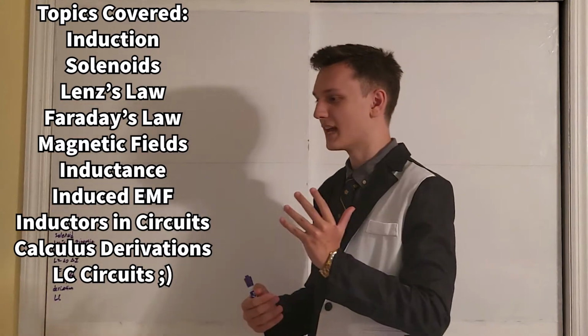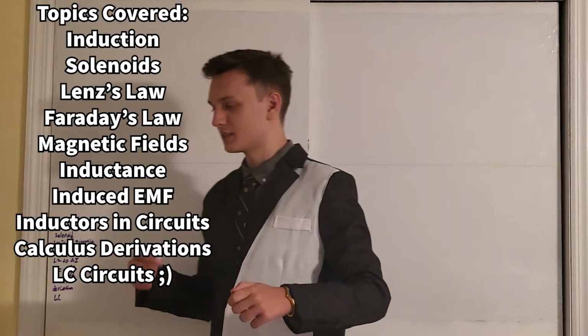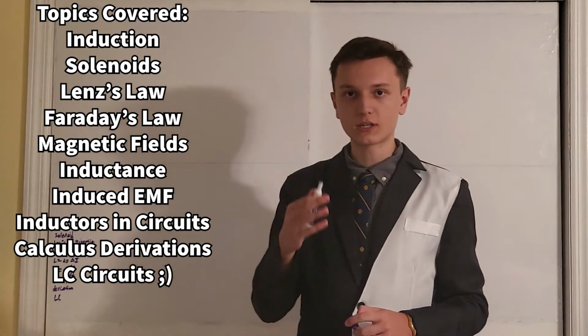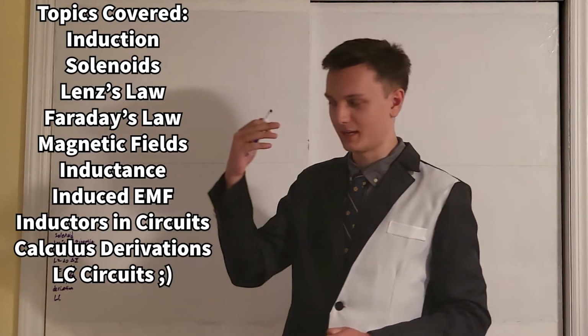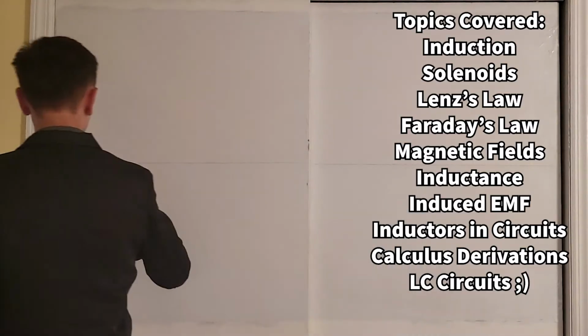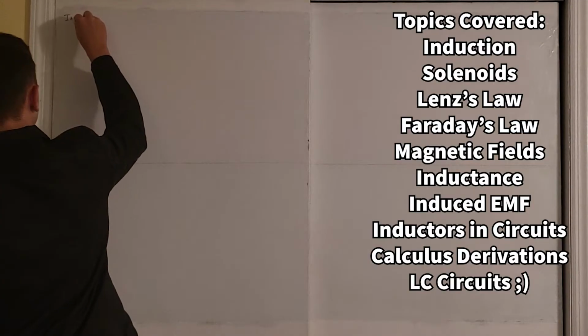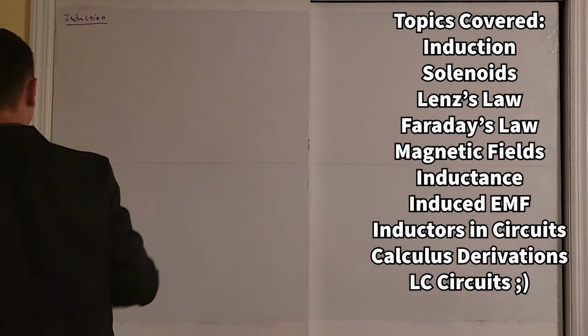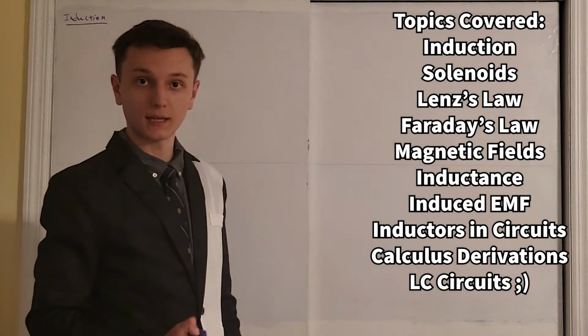This is going to be our unit that covers all of the inductor, okay? So the inductor is a circuit component that relies heavily on the principles of magnetism and electromagnetic induction. So let's first of all consider the word induction. What does induction mean? Induction is the process by which a changing magnetic field produces an electric field.